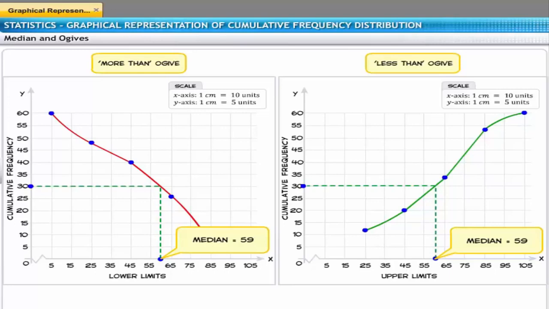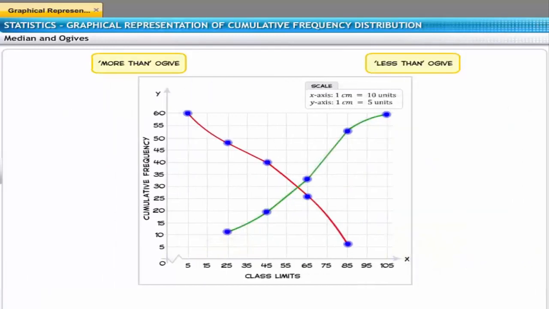There is another way of finding the median of the grouped data using the ogives. We can draw both the less than and the more than ogives on the same chart. The two ogives will intersect at a point. Draw a perpendicular to the x-axis from the point at which the two ogives intersect. The point where the perpendicular intersects the x-axis gives the median of the grouped data. Note that, by this method, the median of this grouped data is also approximately 59.